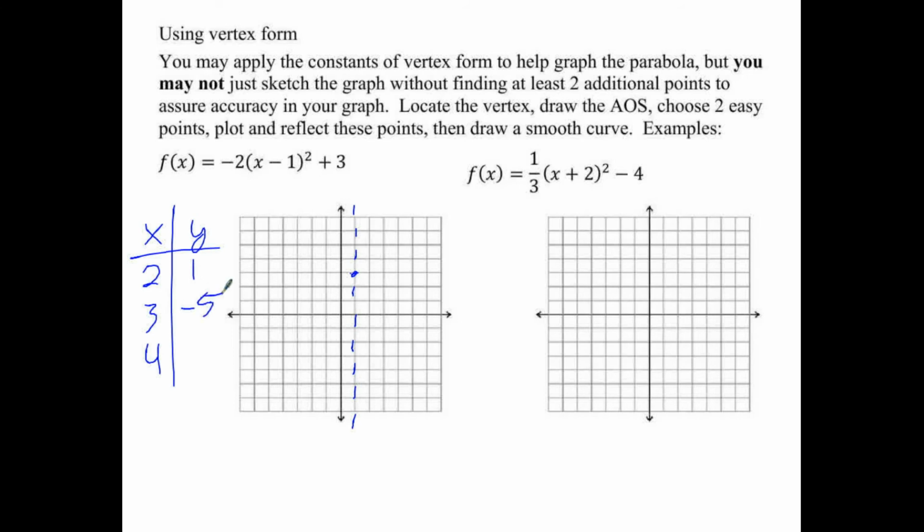Negative 5. Now, negative 5 is actually really close already to the bottom of the grid. And if I plot this (2, 1), we're here. And then the (3, negative 5) is already way down here. So we had an enormous drop from one point to the next. If I try to put that 4 in, there's no way that point is going to be anywhere near something that I even want to bother trying to graph. So I'm not even going to bother with it because I know that it's not going to help me at all. Okay? So now we reflect these.